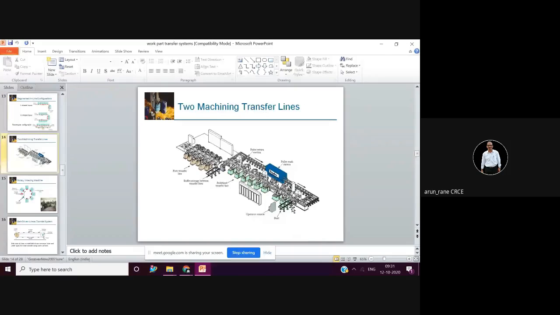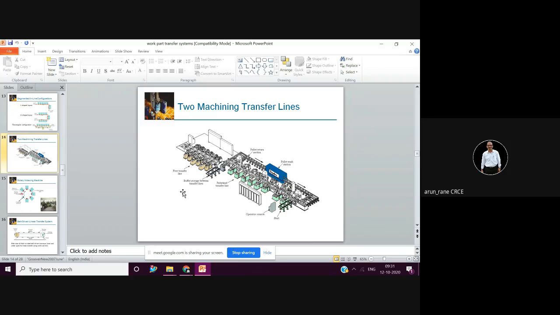These are your machining lines. These are two machining transfer lines. This is one line and this is another line. So these are your pallets, pallet storage. The components are stored here on the pallets, and then it is moved to another line.